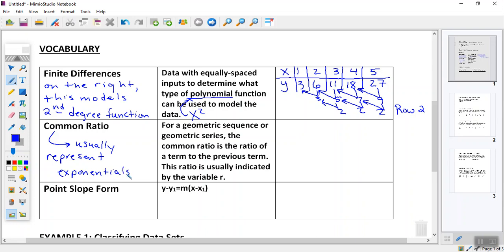So let me give you a table. Let's go 1, 2, 3, 4, and 5 for my x's. And then for the y's, guys, let's start with 1. And then let's go to 2, and let's go to 4, and let's go to 8, and let's go to 16.